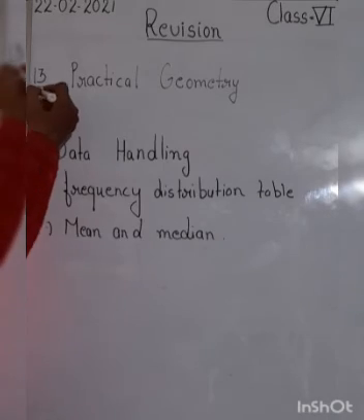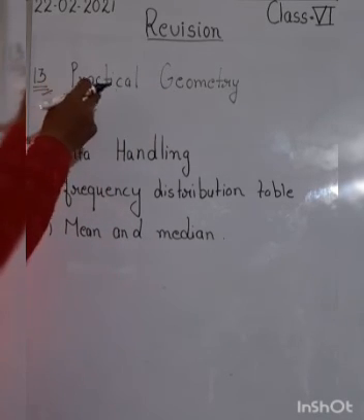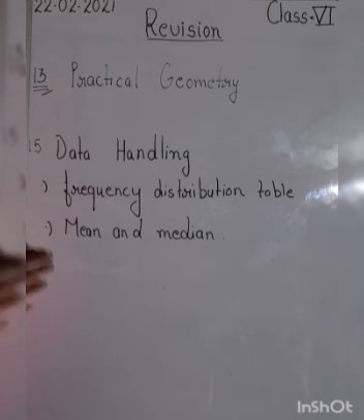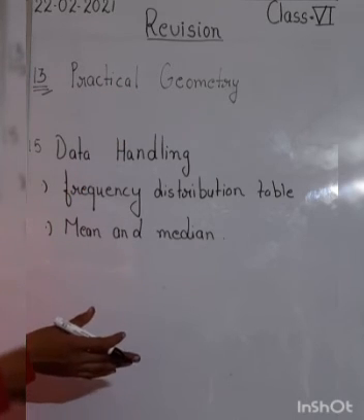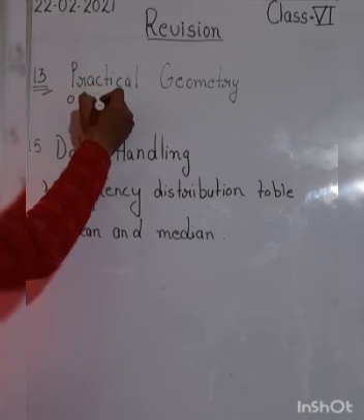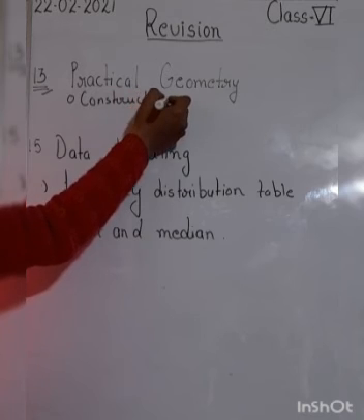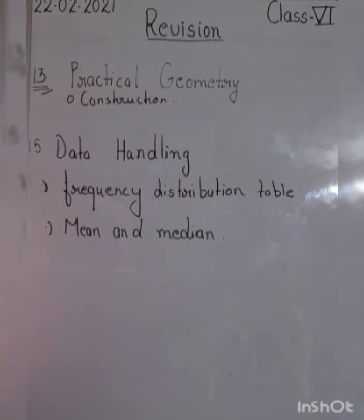Okay. Next is your chapter number 13, that is your practical geometry. In this chapter we have done selected questions. So go through those questions and also the questions which I am going to give you in this assignment. In practical geometry you are having constructions. So go through them, how to draw. Your construction should be very neat and clean. Okay. So practice them.